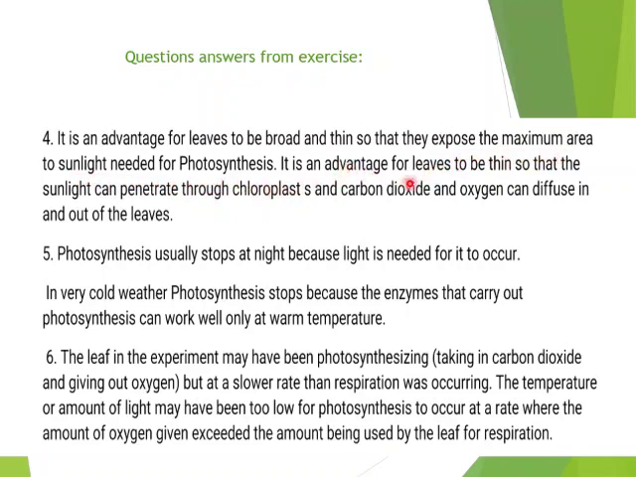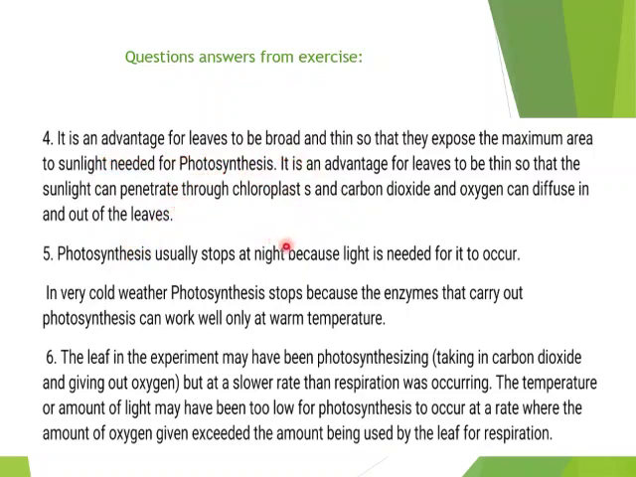Again, if the leaves are thin, they can easily get more carbon dioxide, meaning that in thin leaves carbon dioxide can penetrate to the chloroplasts, and carbon dioxide and oxygen can diffuse in and out of the leaves well. So our two advantages of broad and thin leaves have been discussed here. You can write this down in your journals. It is also written in your notes of orientation plan.